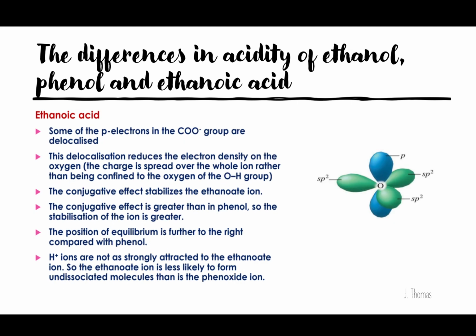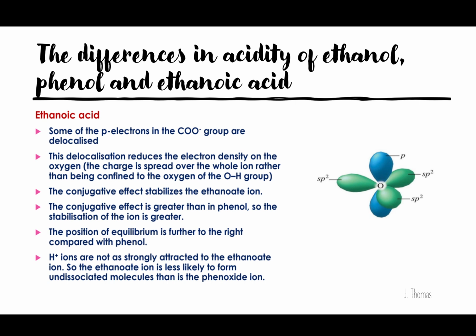So let's look at ethanoic acid now. This is the last acid that we have to look at, right? Or do we? Okay, so some of the p electrons in the COO group are delocalized. This delocalization reduces electron density on the oxygen, specifically the oxygen that lost the hydrogen, the oxygen from the hydroxyl group. The conjugative effect stabilizes the ethanoate ion specifically, right? So the conjugative effect is greater than in phenol. And this is why the stabilization is greater. And this is why ethanoic acid is more acidic than phenol, because its resonance effect is greater.